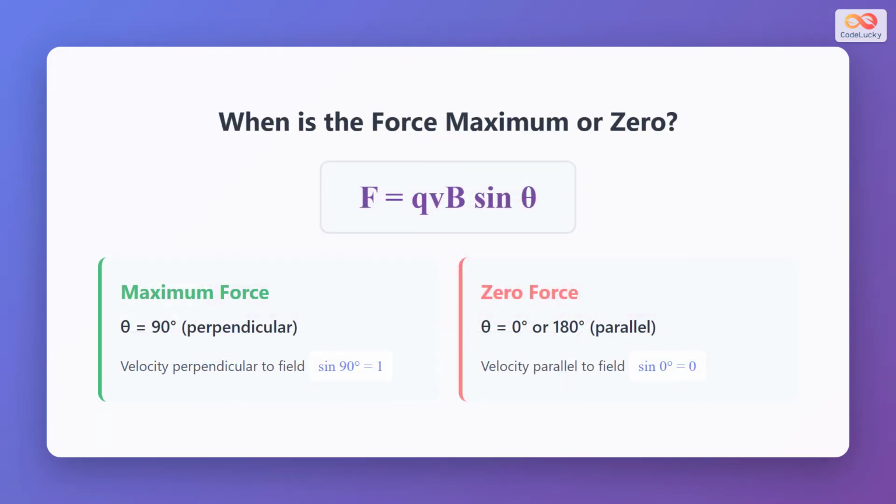The complete formula for magnetic force is F equals qvB sine theta, where theta is the angle between the velocity and magnetic field vectors. When the particle moves perpendicular to the field, theta equals 90 degrees, and sine of 90 degrees equals 1, giving us maximum force. However, when the particle moves parallel to the field, theta equals 0 degrees, and sine of 0 equals 0, resulting in no magnetic force at all.